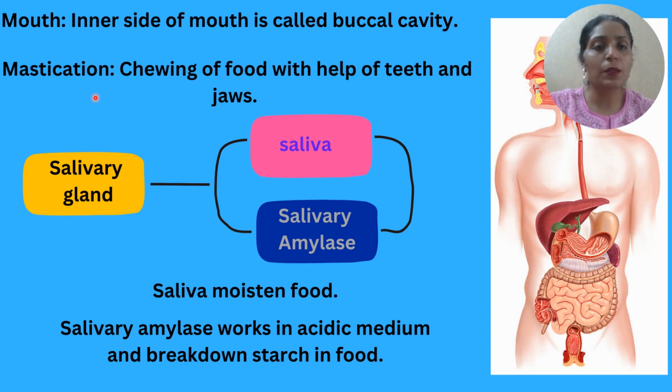Then food mixes with the saliva, which is produced by salivary gland. Salivary gland produces saliva and salivary amylase. Saliva moistens the food, by which it can easily pass through the food pipe, and salivary amylase, which works in an alkaline medium, breaks down starch of food into simpler sugar.